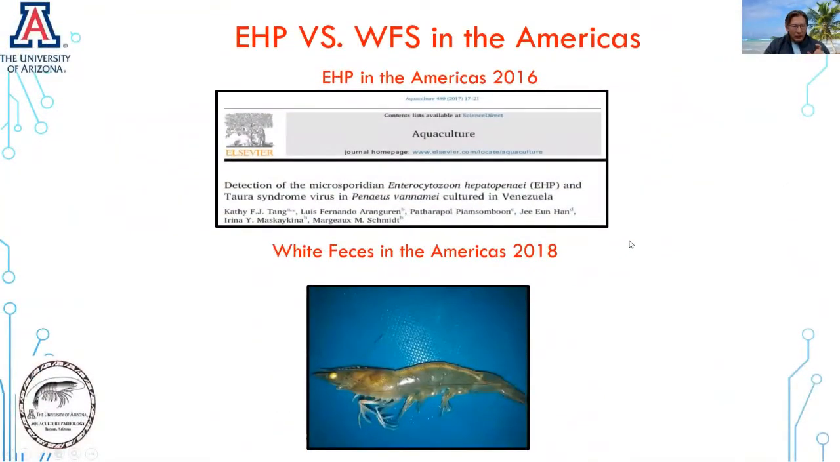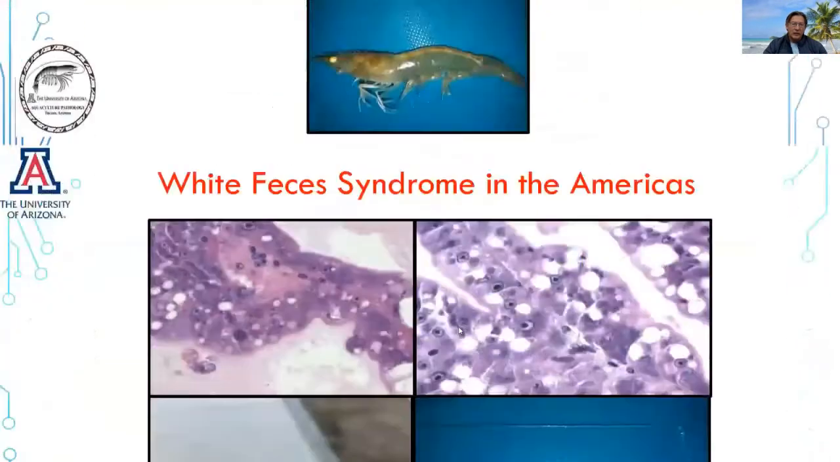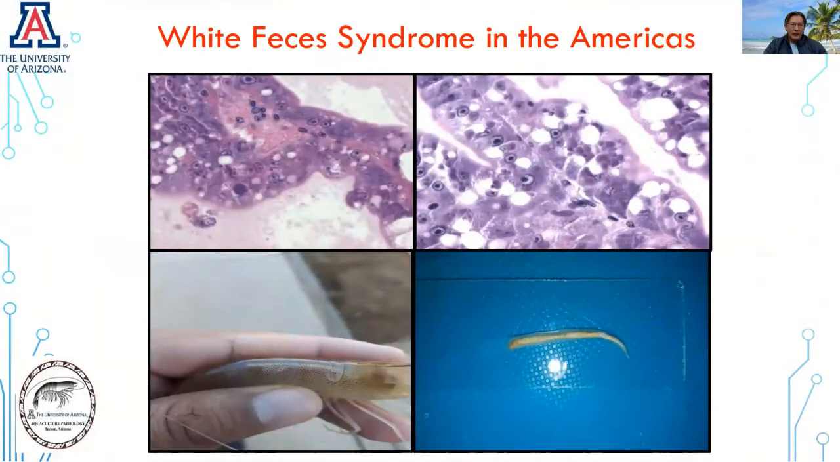But what is more interesting for us, in 2018, in the same region, the same farms that reported first EHP or EHP-like, 2 years later, we reported the first presence of white feces. This picture has become famous. It was taken by a colleague of ours. So again, we took samples from the animals displaying the white feces, and guess what? We found EHP, severe infection of EHP.